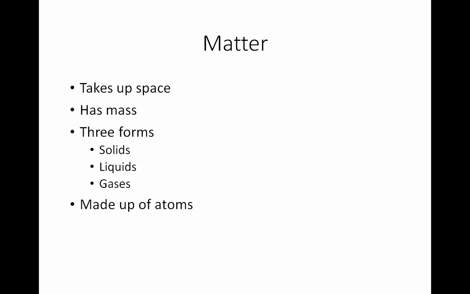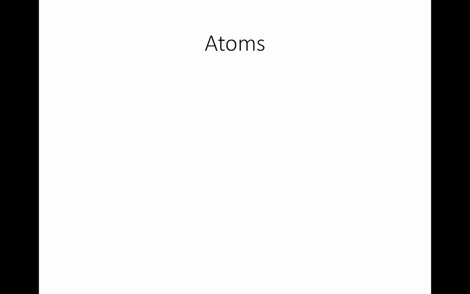All matter is made up of atoms. So let's look at what atoms look like. Atoms have many subatomic particles, but there are three major ones that we need to talk about. The first one is the proton. Protons have a positive charge. They have a mass of 1, and they reside in the nucleus, or the center of the atom.